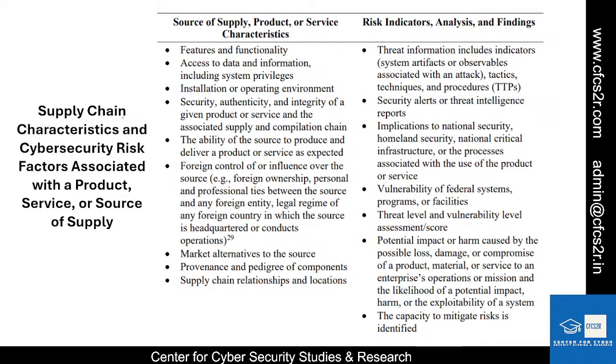C-SCRM is being developed. So supply chain characteristics and cybersecurity risk factors associated with the product, service, or source of supply. In this particular area, we will see these particular points. If you can see in the very first part, you can see source of supply, product or services, characteristics. So these points are there, and on the other side, we have risk indicators. Okay, so what are the risk indicators, and what are the analysis? What can be the findings? Now we will talk about that particular part.